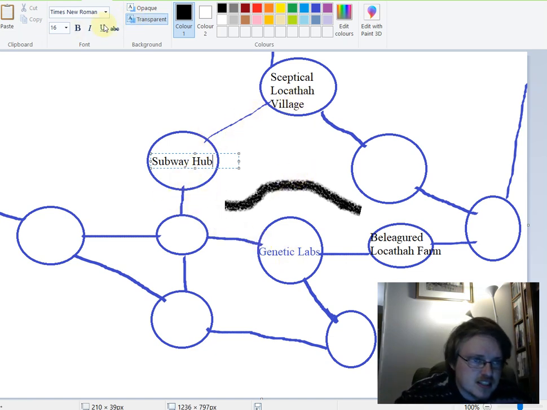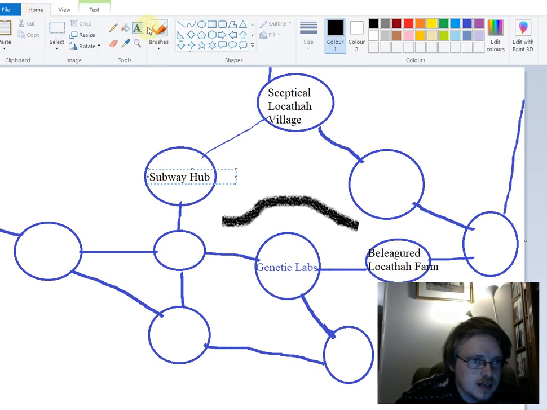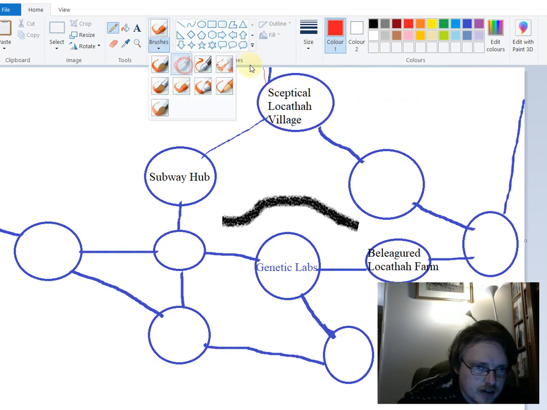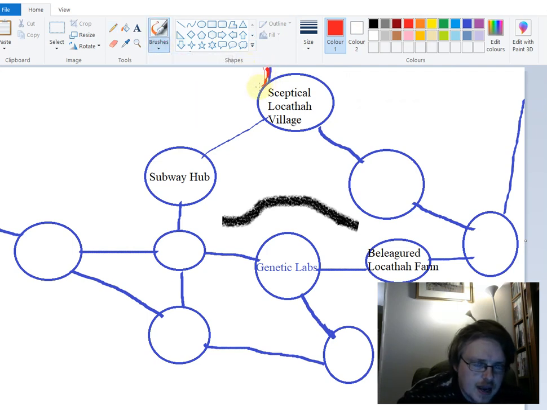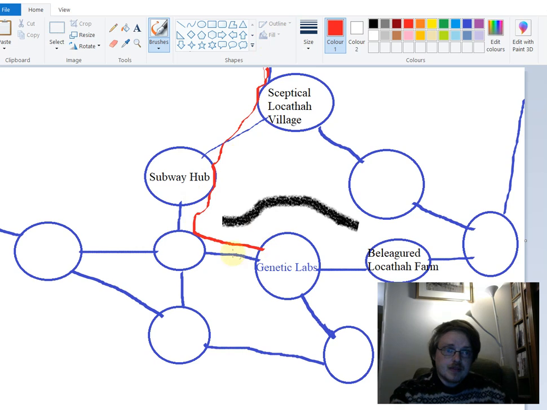In fact, how about we make that slightly easier to talk about by drawing it in. So it's going to come in here. Oh, again, not a very useful one, is it? It's going to come in there and then come through to here, and so that's the subway line. That's ruined. You can fix up the subway line in the way I've imagined it, so perhaps that's something players would do as well. So subway hub, skeptical Locathah villages.